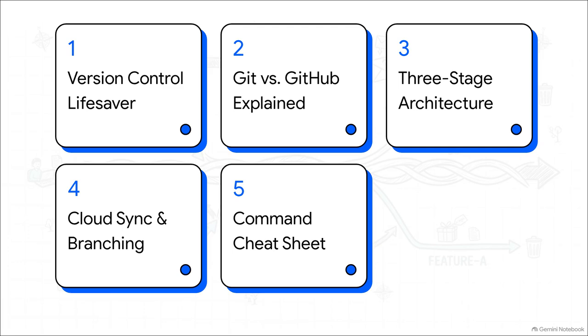To get you out of that chaos, here's our syllabus for today's explainer. First, we'll cover the version control lifesaver. Second, Git versus GitHub explained. Third, we'll explore the 3-stage local architecture. Fourth, cloud sync and branching. And finally, we'll wrap the whole thing up with a daily command cheat sheet.